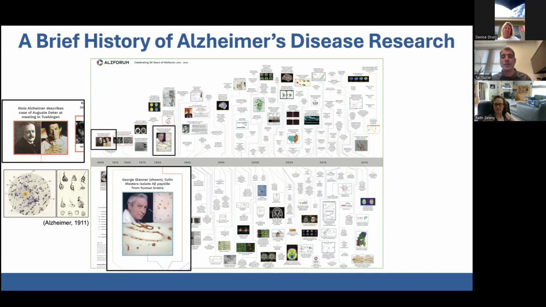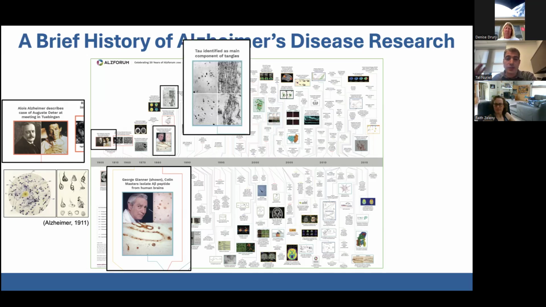Fast forward all the way to 1980, and we start to understand a little bit about what's going on here. For the first time, it's identified that the component of these plaques that are seen in every Alzheimer's brain is this peptide, part of a protein called amyloid beta. And the main component of these tangles that are seen in every Alzheimer's brain is this protein called tau. And then most of these other discoveries that are made for the next 30, 40 years are around, in some way, for the most part, amyloid and tau.